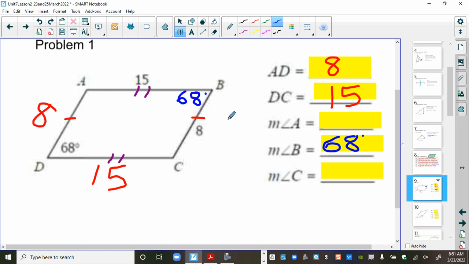Now, next question. I have these two angles that form a line. What would the sum of these two angles be, either going down the line or left to right? What must the sum of those two angles add up to be? Think of a line, linear angle, 180. So we have to figure out what number plus 68 gives us a grand total of 180. So that's what we need to do.